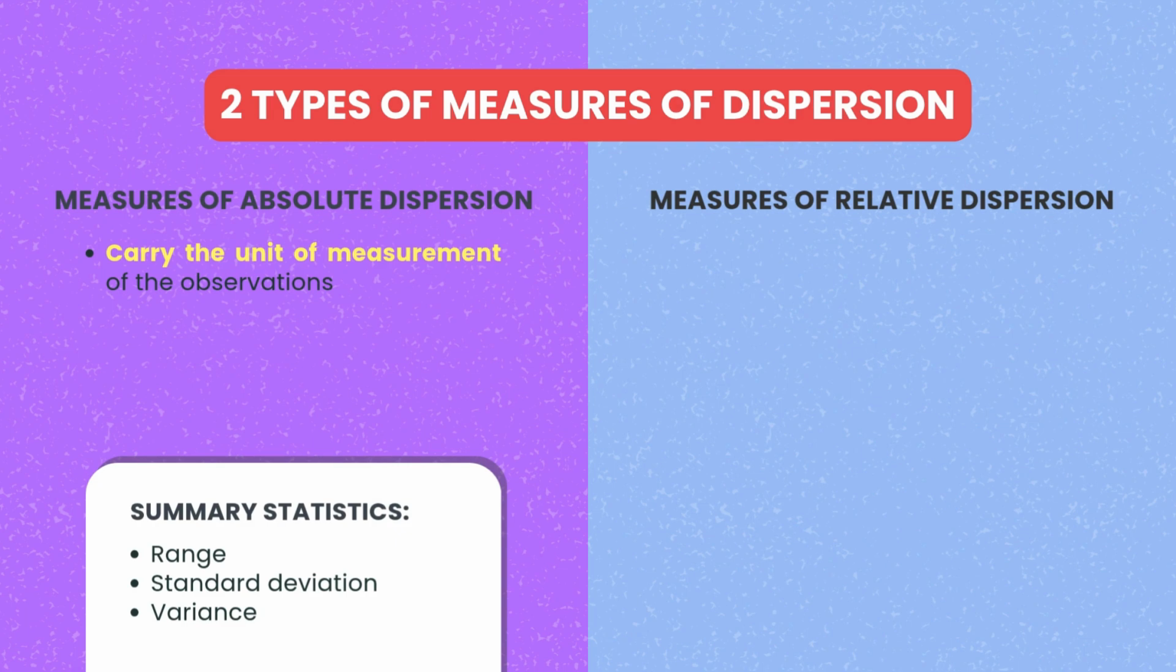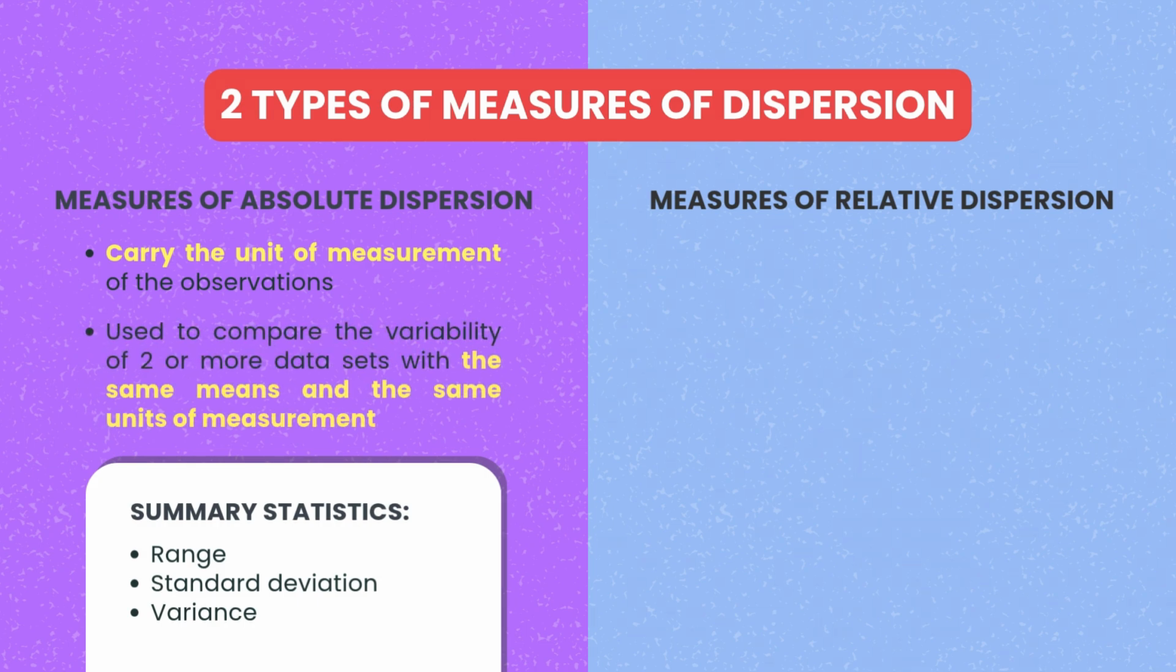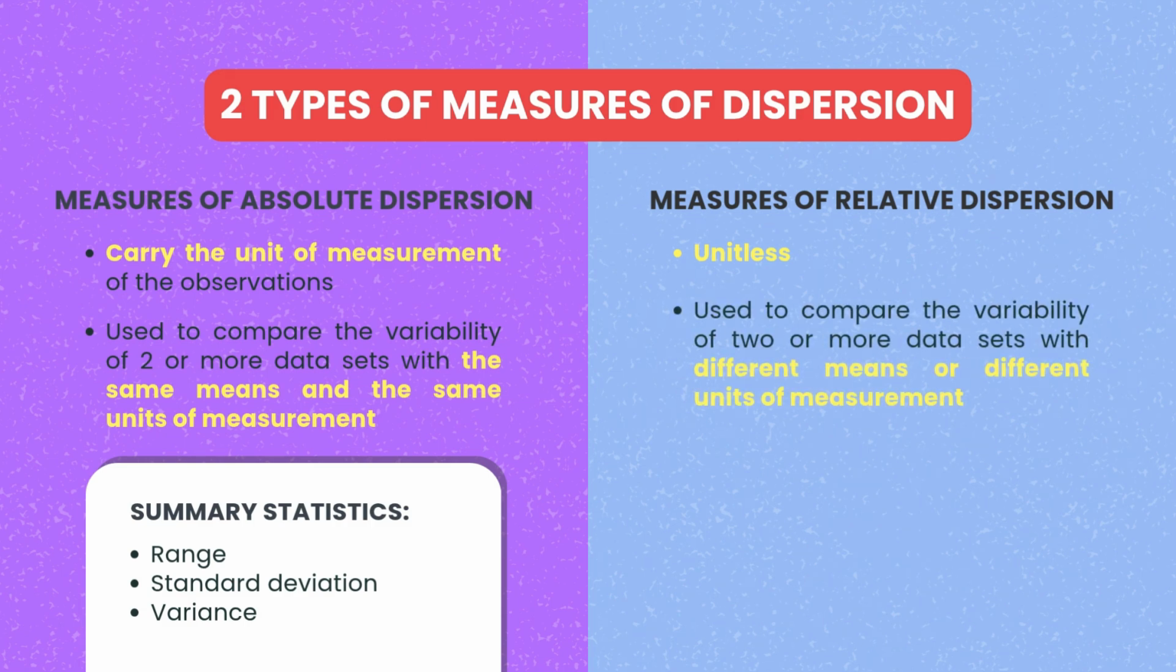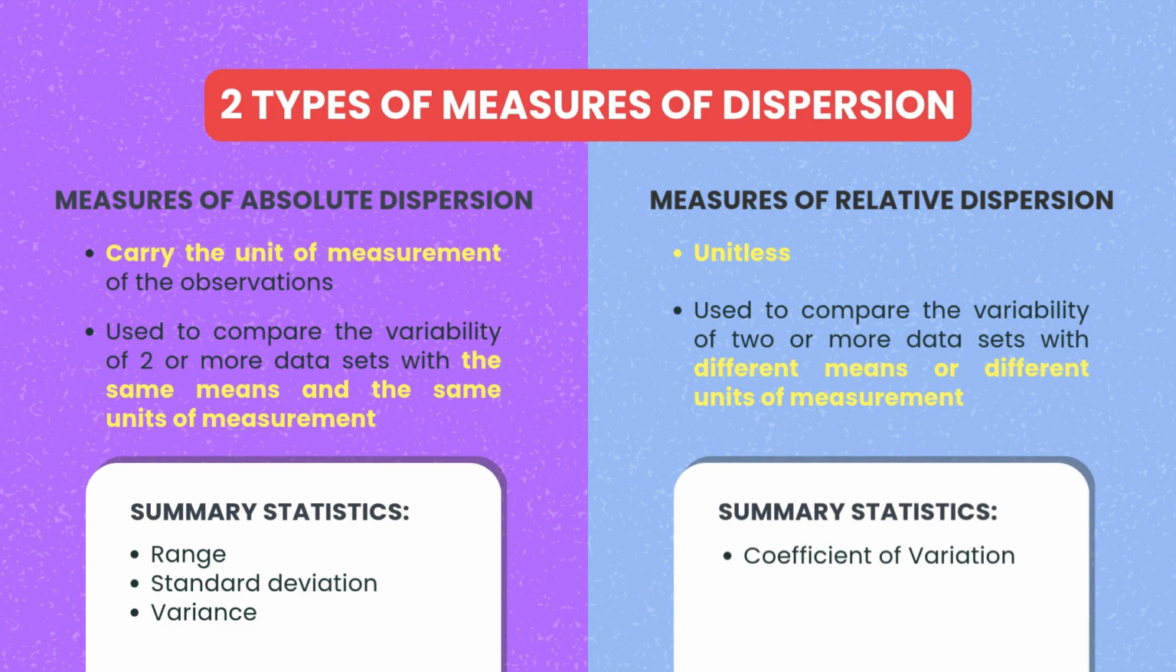When do we use the measures of absolute dispersion? It is used to compare datasets with the same means and the same units of measurement. We will provide some examples in the succeeding slides. On the other hand, the measures of relative dispersion is unitless. And here this time, if you have 2 or more datasets with different means or different units of measurement, then you can use the measures of relative dispersion, because it does not carry the unit of measurement of any of the variable of interest. The most common summary measure of relative dispersion is the coefficient of variation denoted by CV.